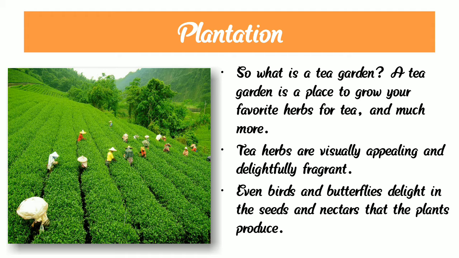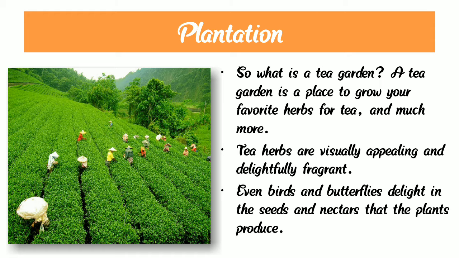So here we can see a tea garden or coffee garden. So what is the tea garden? A tea garden is a place to grow your favorite herbs for tea and much more. So it's a plantation. We call it a plantation, where the tea and coffee are cultivated.